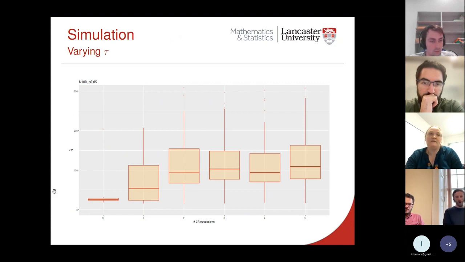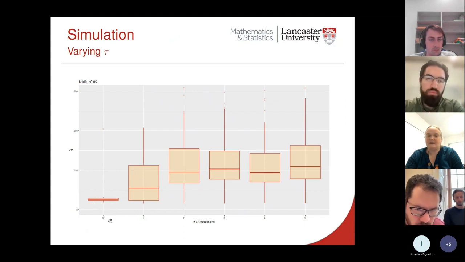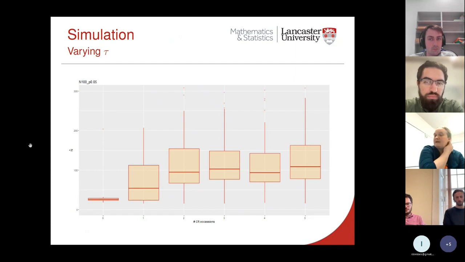So you can see that the overestimate of detection probability, capture probability, corresponds to an underestimate of population size. So we can see the kind of inverse relationship in these box plots of population size.